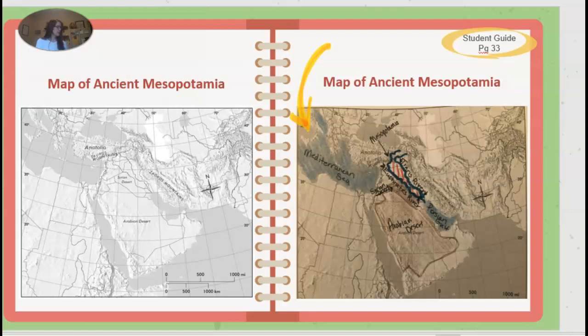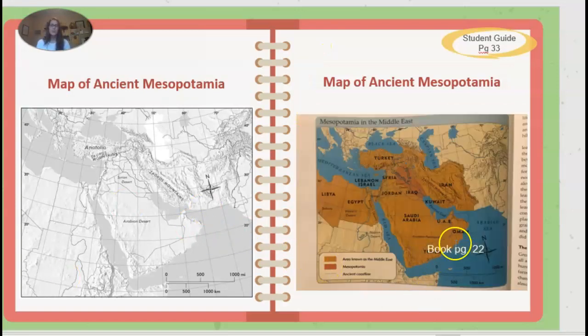And here, if you look on page 33 in your student guide, you'll see there's a map. It's a blank map like this one on the left-hand side. I filled mine in. There's directions there that say label the Tigris and Euphrates, label the Mediterranean, locate the Zagros Mountains, the Syrian and Arabian deserts. So you can go ahead and do that on your own. You can pause this video if needed. You're welcome to look at mine if you'd like. It's also in your book on page 22. So go ahead and you can pause this video and fill in those areas on the map.